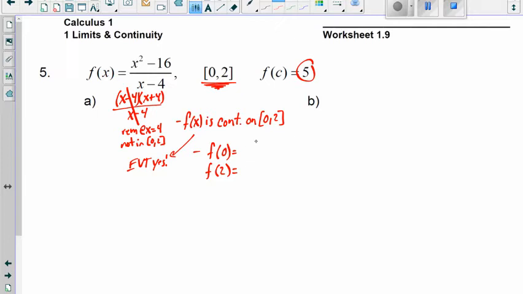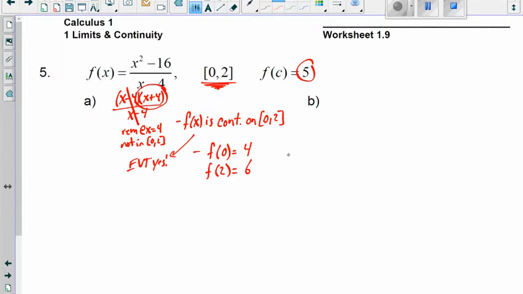F of 0, now, we reduce this. You could actually just plug it into x plus 4. That's what's left. 0 is going to be 4. Plug it in the whole thing, you get negative 16 over negative 4, which is 4. F of 2, 2 plus 4 is 6. Same thing if you plug it into the beginning. As long as you're not plugging in where the hole is, you're good to just plug it into the reduced form of x plus 4.